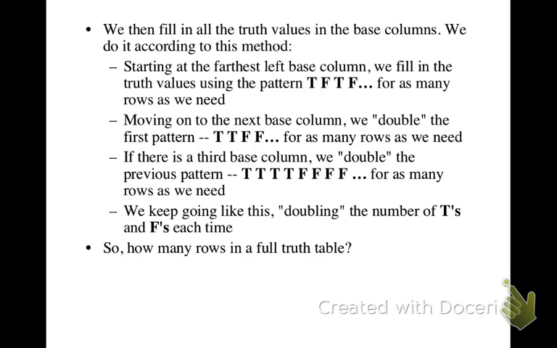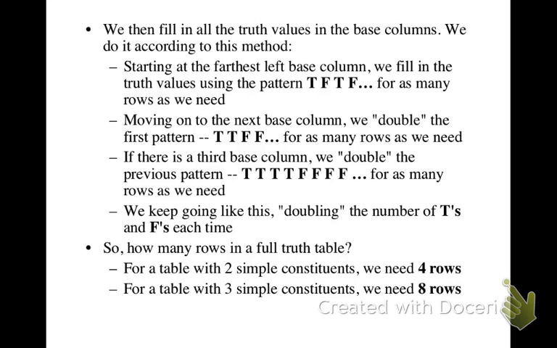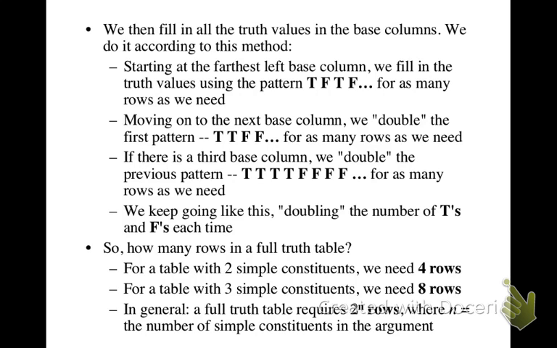So how many rows are there in a full truth table? For a table with 2 simple constituents or 2 simple statements, we need 4 rows. For a table with 3 simple statements, we need 8 rows. So in general, a full truth table requires 2 to the n rows, where n equals the number of simple statements in the argument.